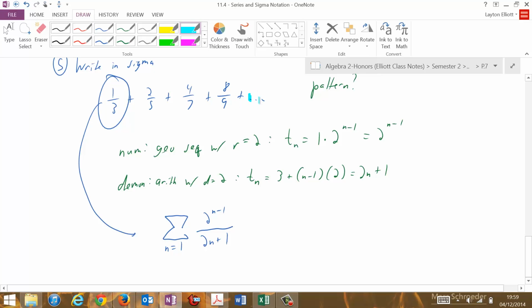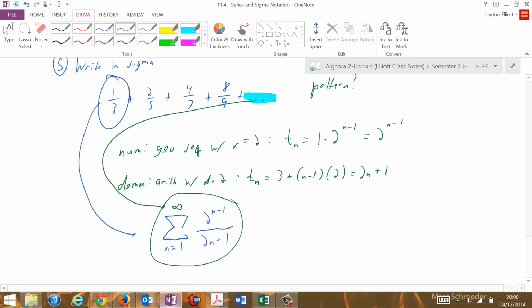Next thing is, how do I deal with this dot, dot, dot? Well, that's kind of fascinating because the dot, dot, dot is going to plug into here as infinity. And that's very possible. We don't have an upper limit. We're going to keep going forever and ever. And so this is the sigma notation that means this sequence here.